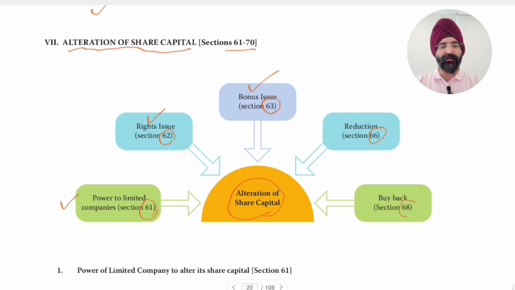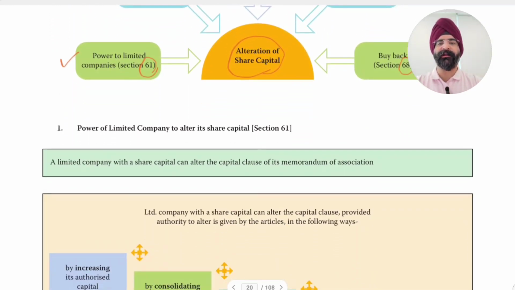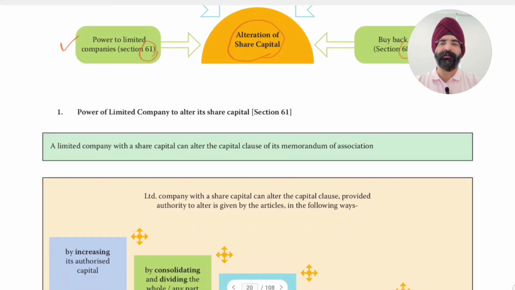And the next alteration is through buyback of shares under section 68. Share capital can be altered by buyback of shares, meaning the company buys its shares back from the shareholders of the company. Power of a limited company to alter its share capital.